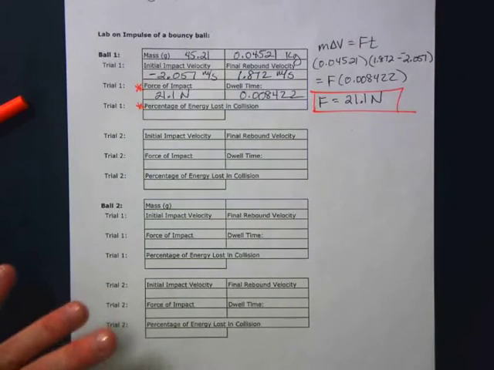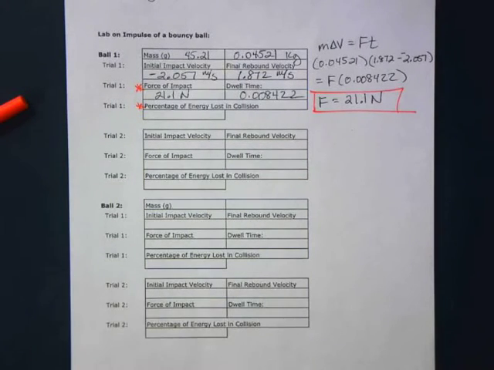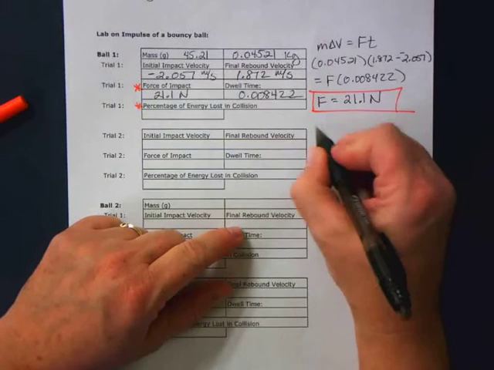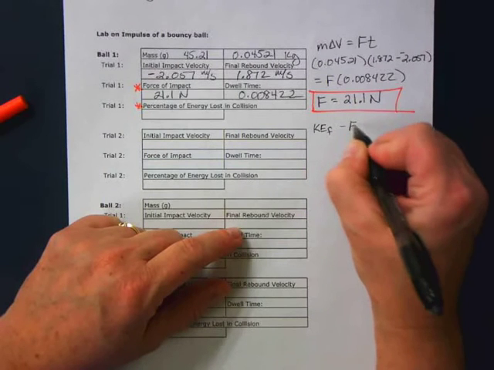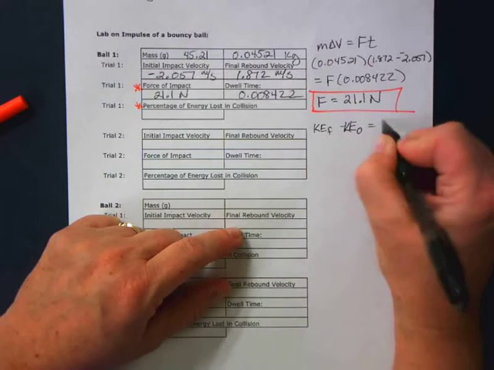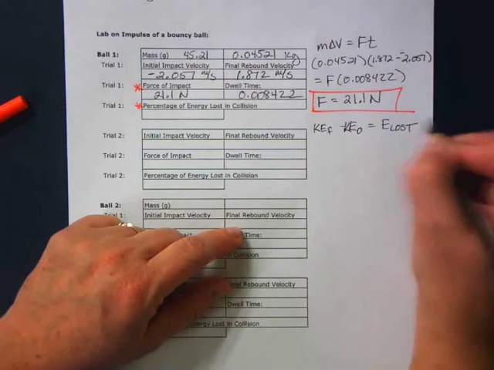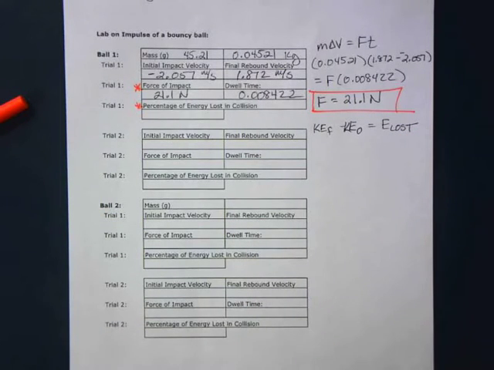Percentage of energy lost in the collision, that's just going to be kinetic energy, final minus initial equals energy lost. And the forms of energy that get converted here are heat, sound, and deformation. Deformation probably being the biggest one, okay? The golf ball, or the wooden ball, are going to lose more energy due to sound, because they make a bigger sound when they hit the table. The rubber ball, a little more energy due to deformation.